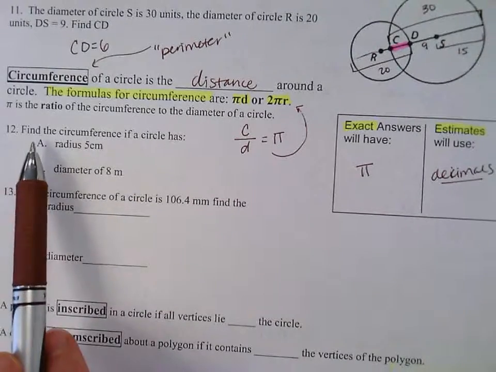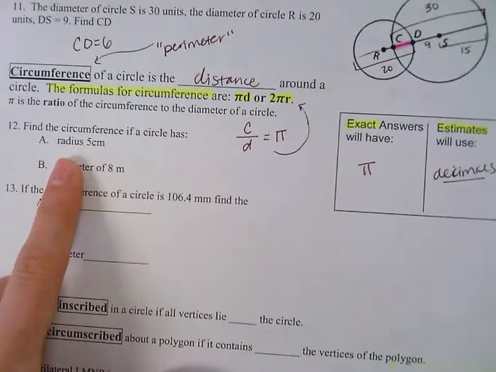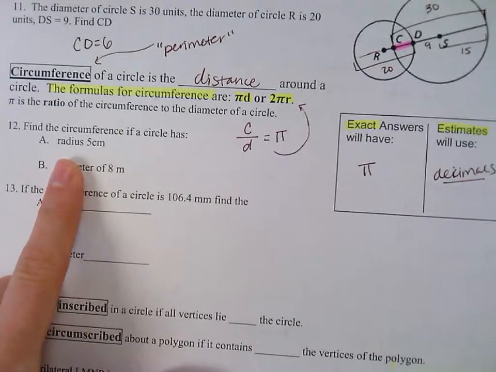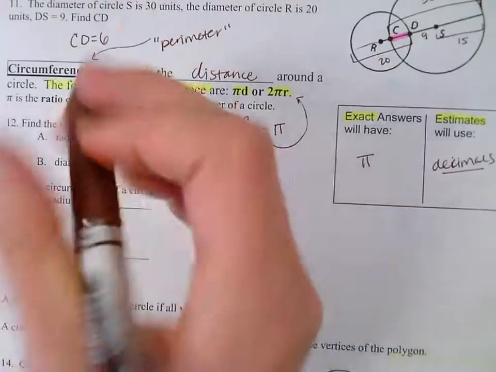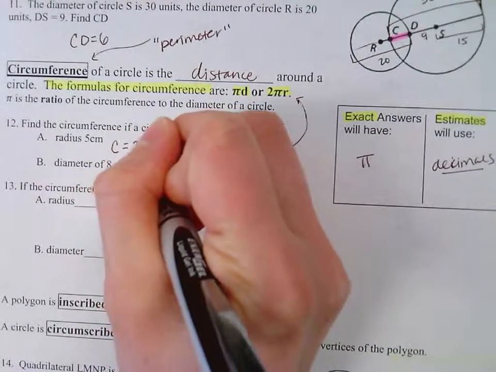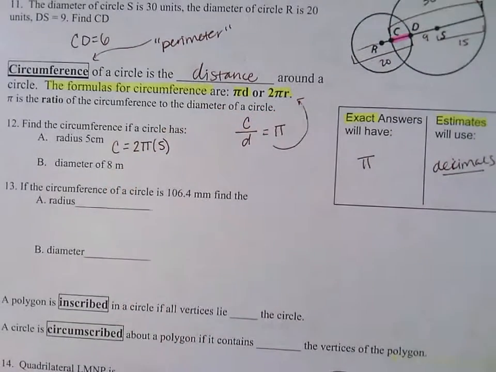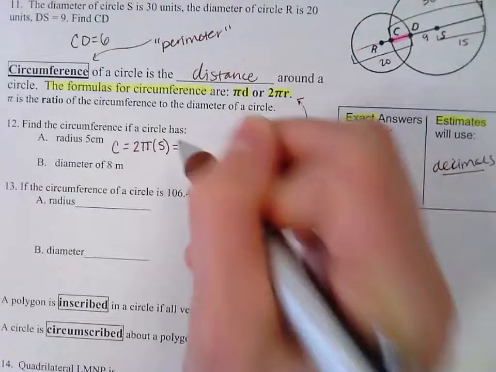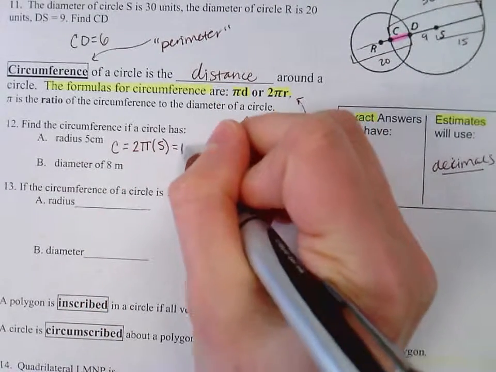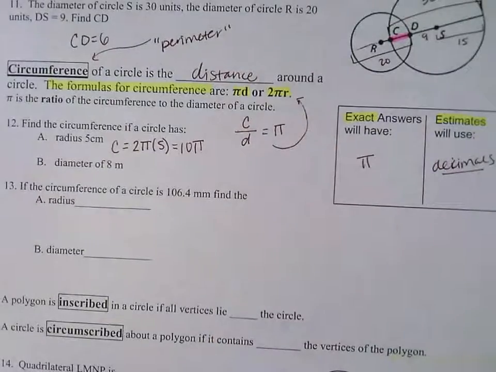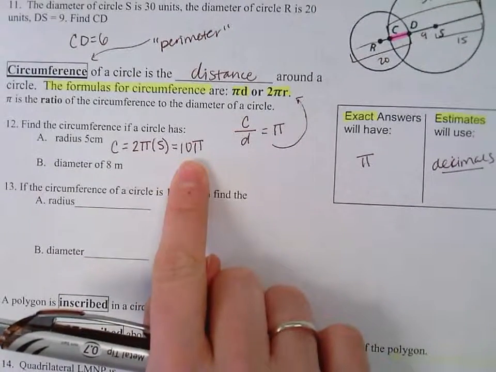So for 12, if it says find the circumference, in part A, we're given a radius of 5 centimeters. So since I'm given the radius, I would use the 2 pi r formula. So the circumference would equal 2 times pi times the radius, which is 5. So the exact answer would just be multiplying 2 times 5, which is 10, and saying the answer is 10 pi. That's exact. So if I said, give me the exact answer, you would stop.